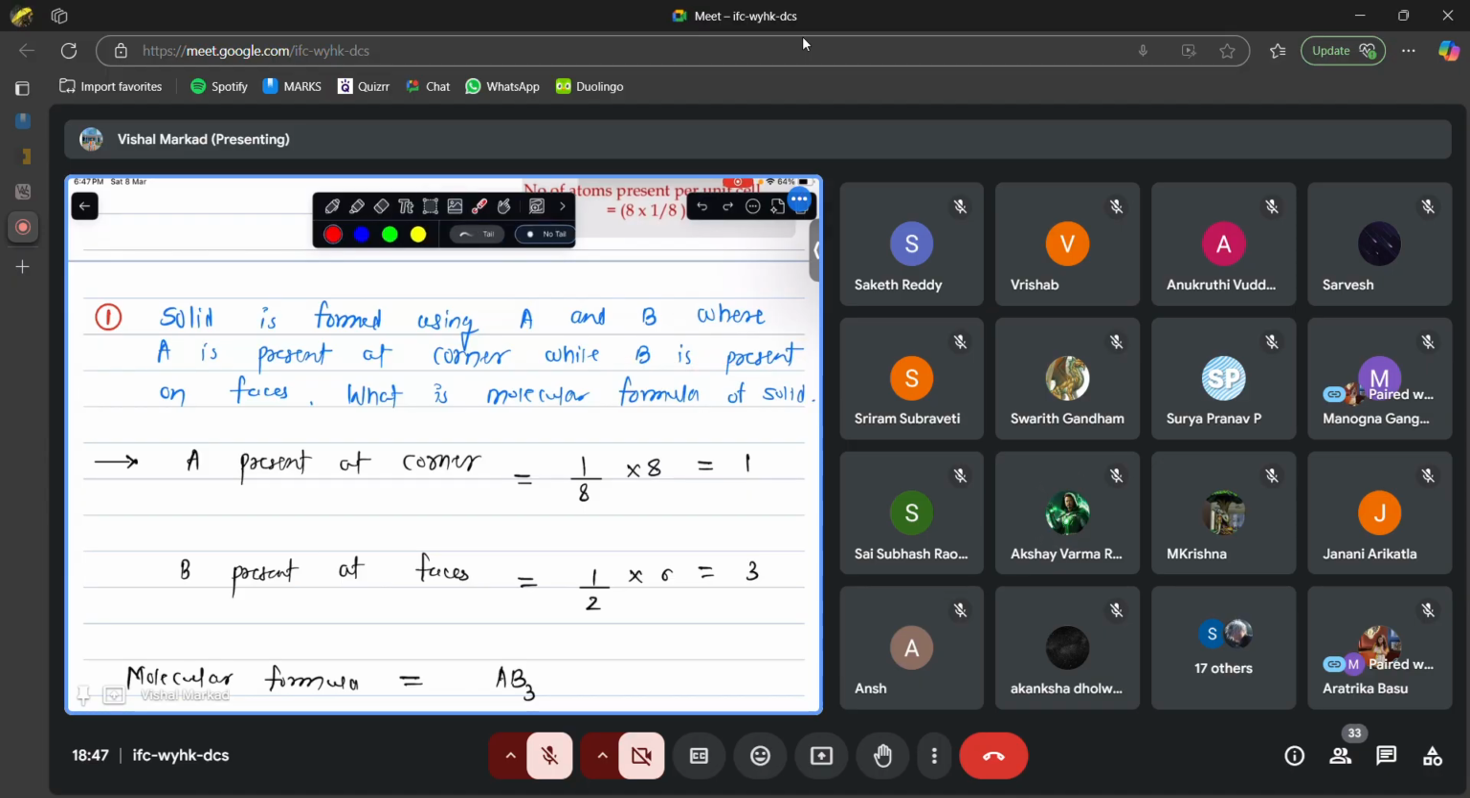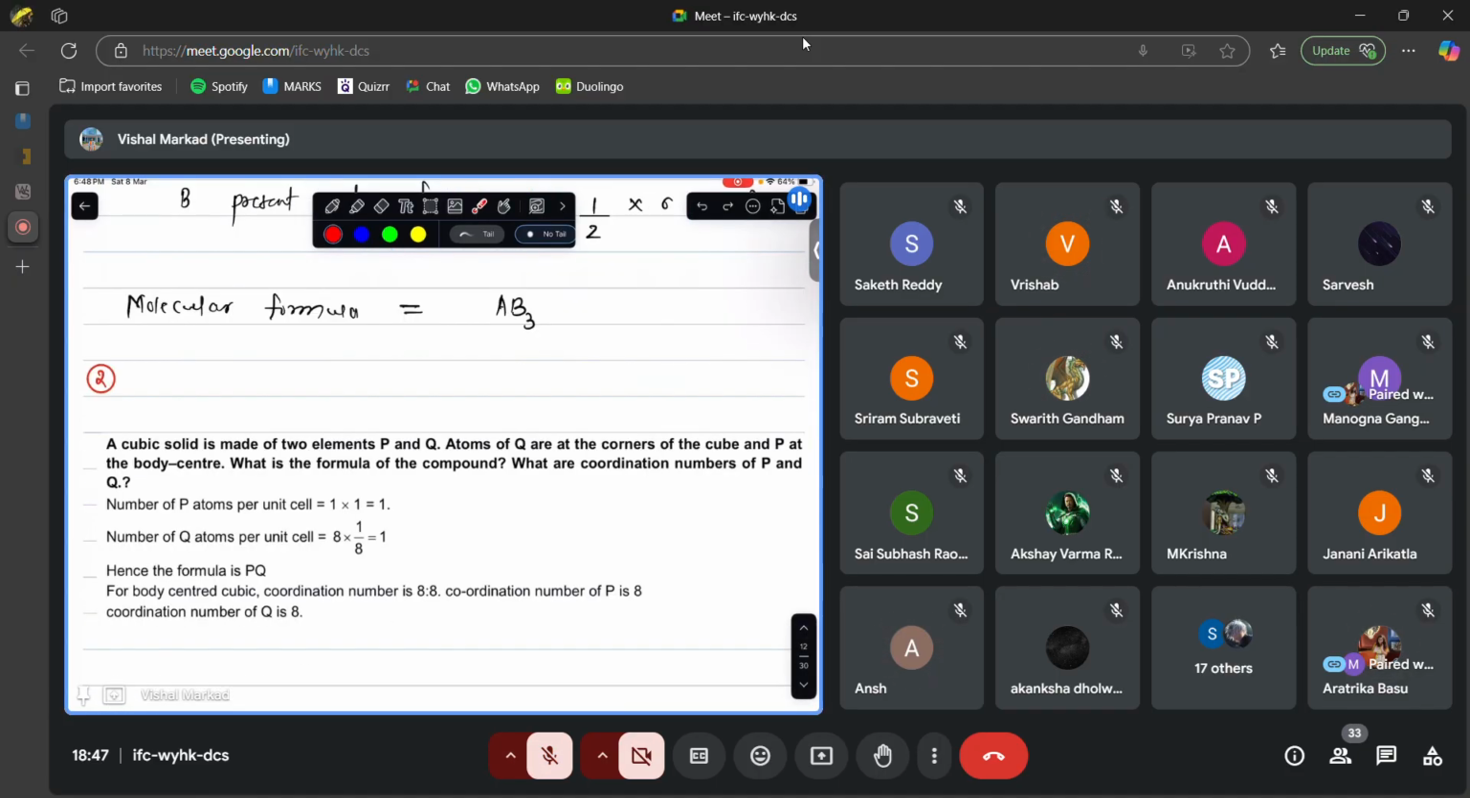What about B now? Where is B present? Faces. If B is present on faces, total how many faces are there? 6. And what is the contribution of an atom when it is present on a face? 1 by 2. Half the sphere will be in one unit cell, half will be in another one. What is the total contribution of B? How many B atoms will be there? 3. What is the formula? AB3. It's like an AlCl3 type of thing. Clear this thing?